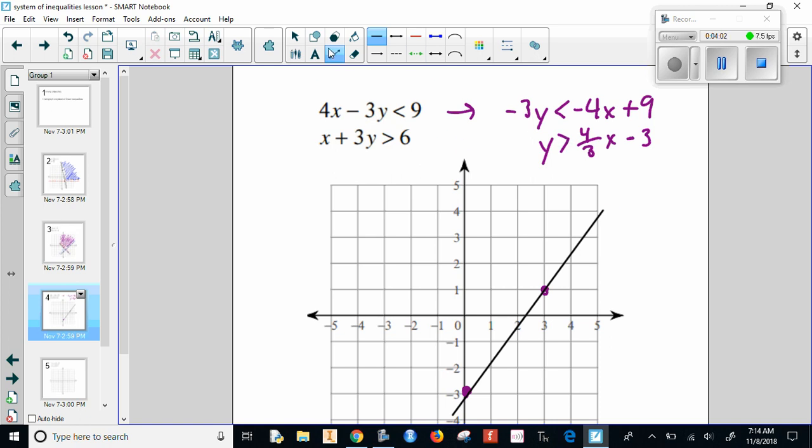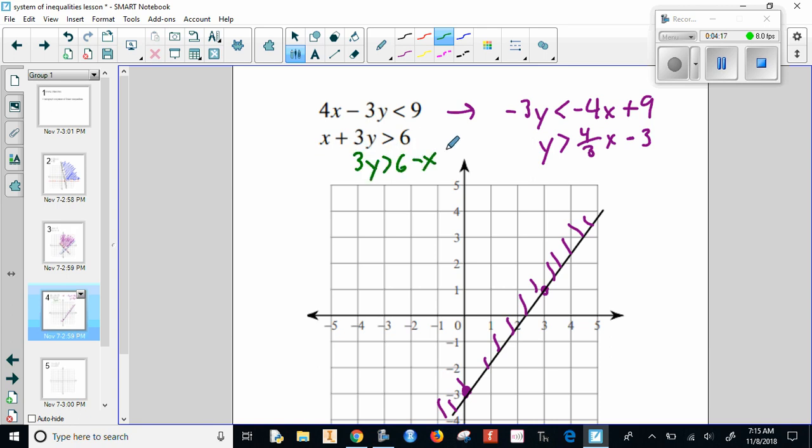Now it says y is greater than that, so I am just going to shade the top half of this line. This next one I'll do in green. I'll subtract x on both sides, so 3y is greater than x minus 6. Divide by 3. Y is greater than 1/3 x minus 2, or x over 3 minus 2, whichever way you want to write it. So the y-intercept is negative 2. The slope is 1/3, so we go up 1 over 3.